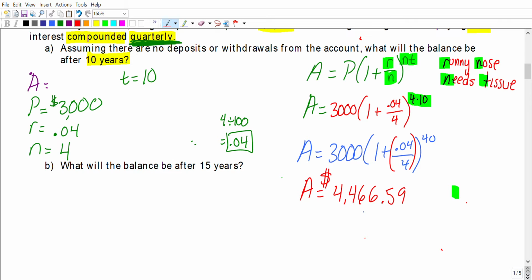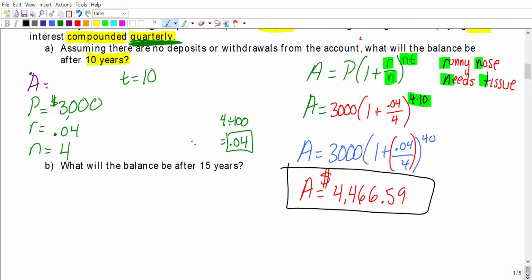Remember, we're talking about money here, and so you have to round it to the nearest cent. So basically to the nearest hundredth. And this is what you should have got. This is what you should have gotten as a final answer.